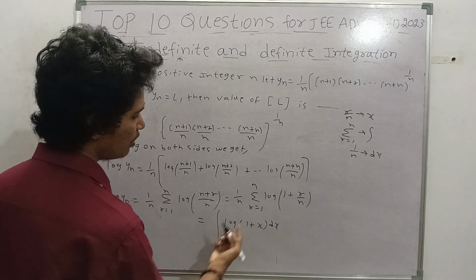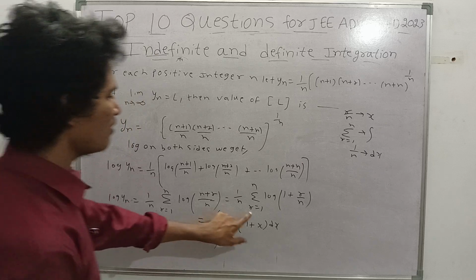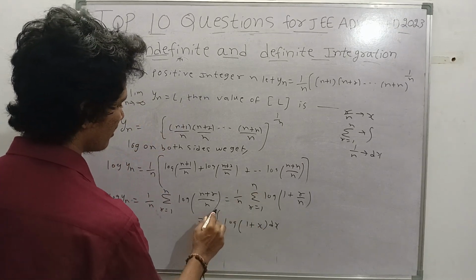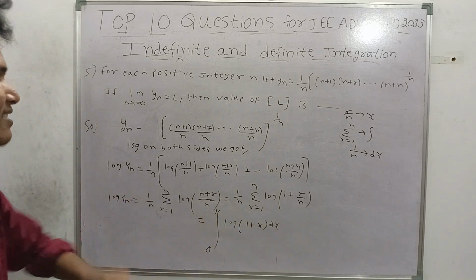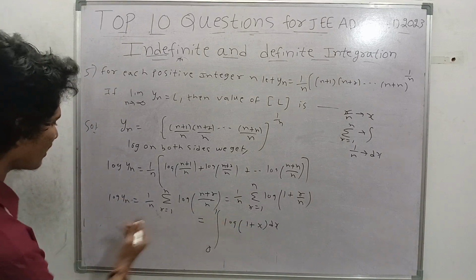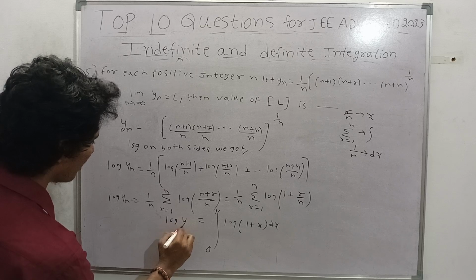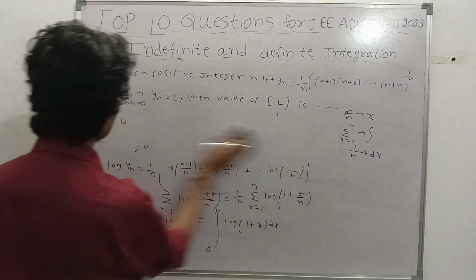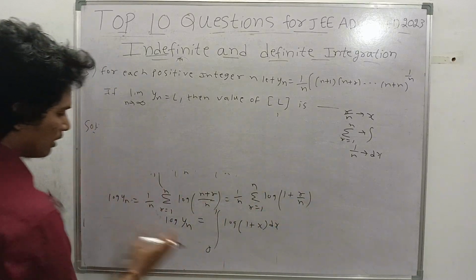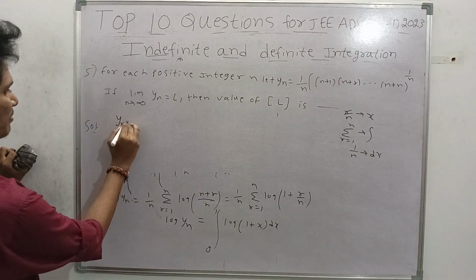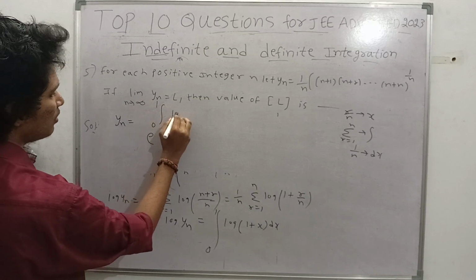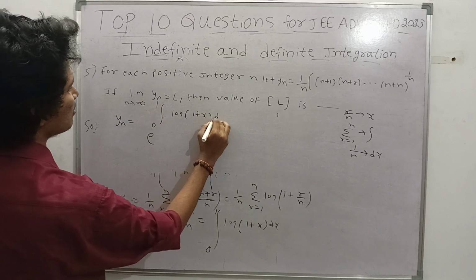And what are the limits here? 1/n is 0 when n is tending to infinity, and the upper limit is 1. So it is the integral from 0 to 1 of log(1 + x) dx, the completely transformed equation. And what is it equal to? It is log y_n. Now listen carefully, guys: if I take y_n, it will be e to the power integral 0 to 1 of log(1 + x) dx.